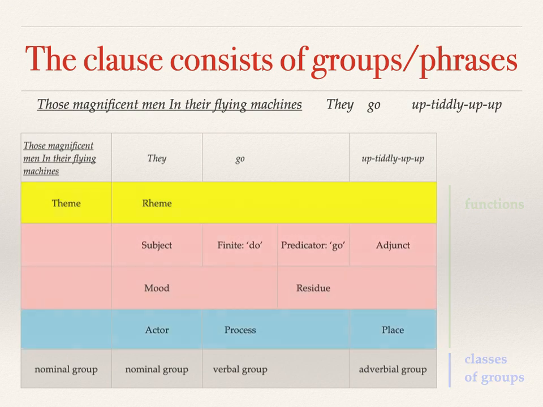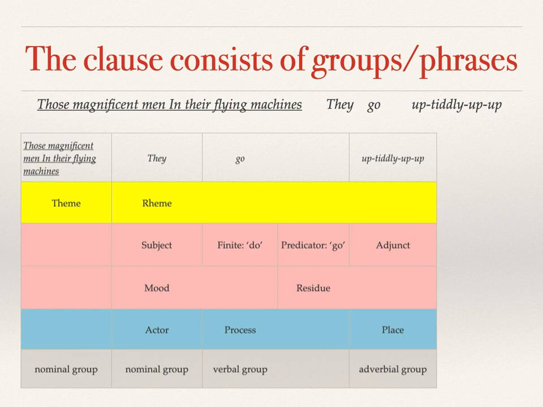Let's color code this to make it a bit clearer. The first strand is the clause as a message, with an orientation, a starting point, setting up a local context for the clause as a message. The theme, those magnificent men in the flying machines.